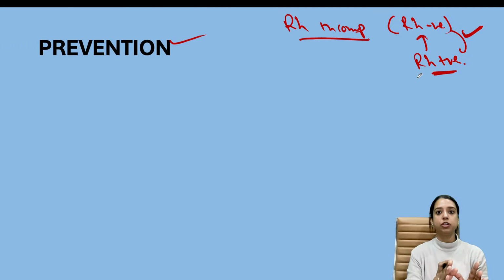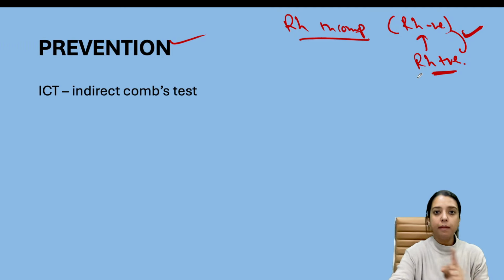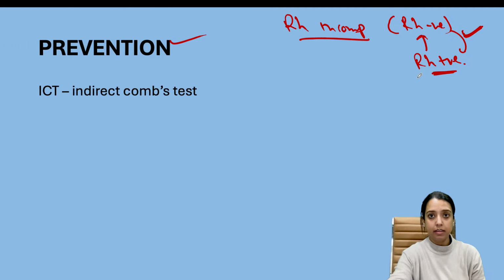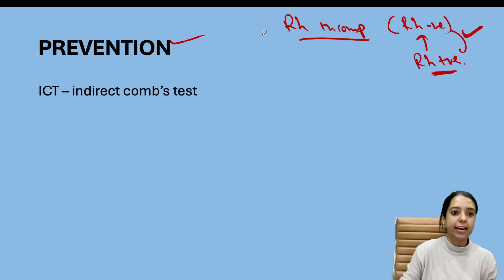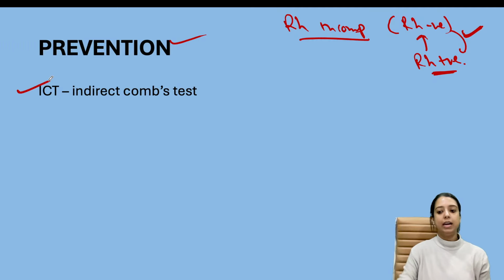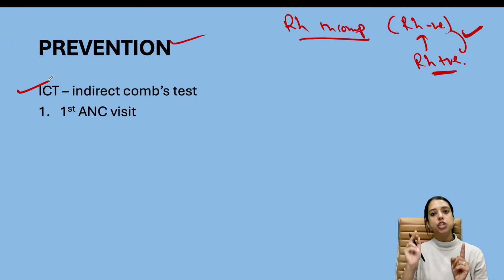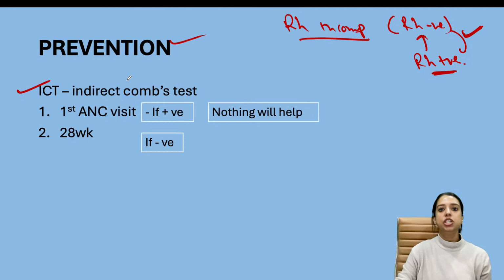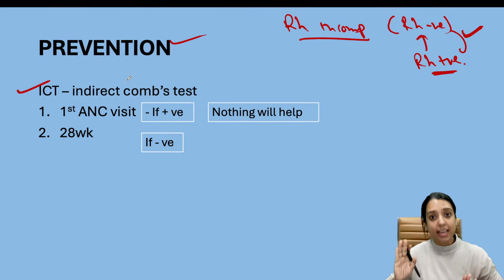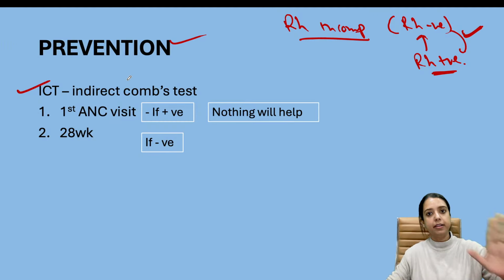So first, prevention. Once a woman comes to me with an Rh negative pregnancy, I want to see whether she has antibodies or not. For seeing antibodies in the mother, the test done is the indirect Coombs test. ICT will tell me whether she has antibodies or not. I do ICT twice. At the first visit she has not formed antibodies yet, so I can prevent.